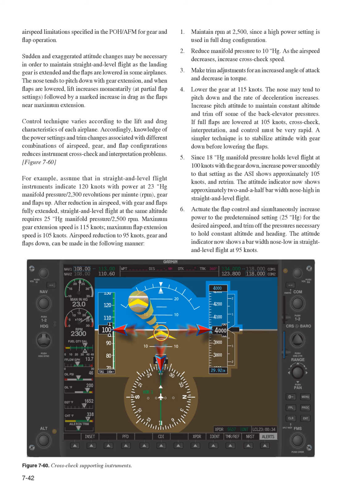6. Actuate the flap control and simultaneously increase power to the predetermined setting, 25 inches of Hg, for the desired airspeed, and trim off the pressures necessary to hold constant altitude and heading. The attitude indicator now shows a bar width nose low in straight and level flight at 95 knots.